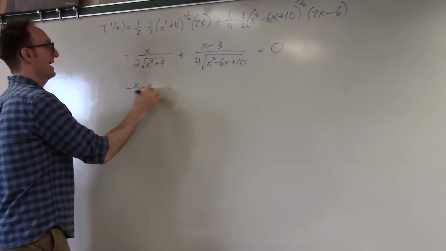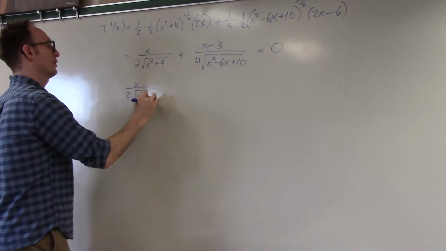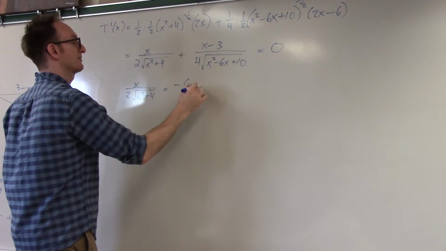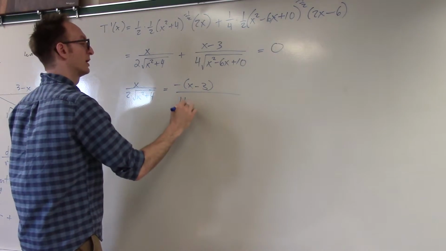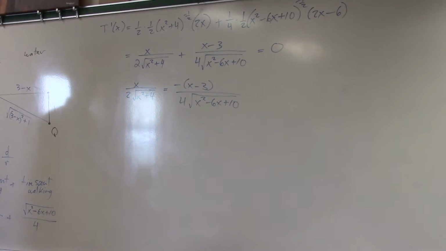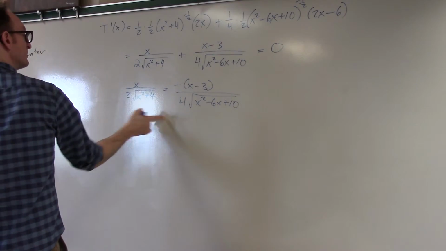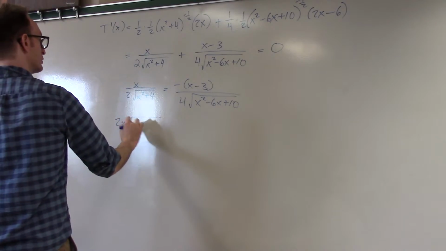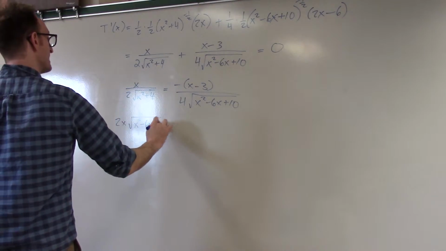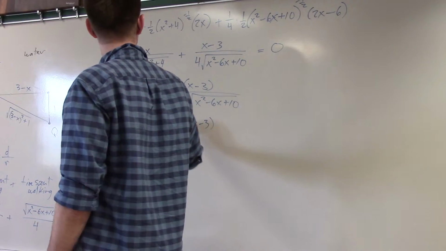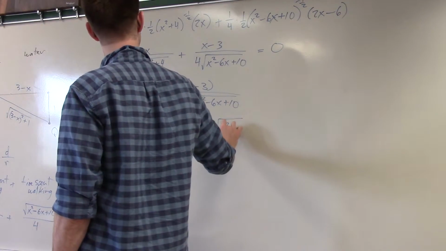So this is x over 2 root x squared plus 4 equals negative x minus 3 over 4 root x squared minus 6x plus 10. This is an equation I don't really want to solve, but I will. So let's just cross multiply, and the 2's cancel. So I get 2x root x squared minus 6x plus 10 equals x minus 3, and there's a negative there, root x squared plus 4, but the negative's about to die.